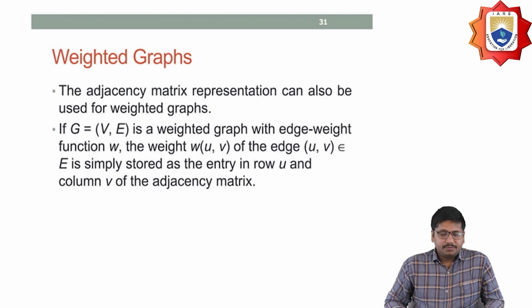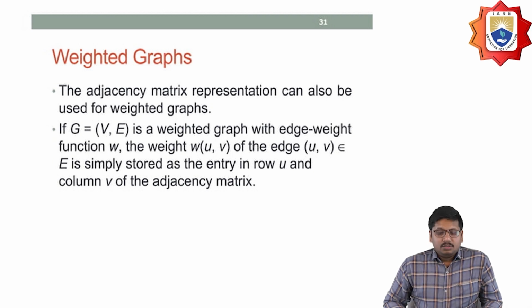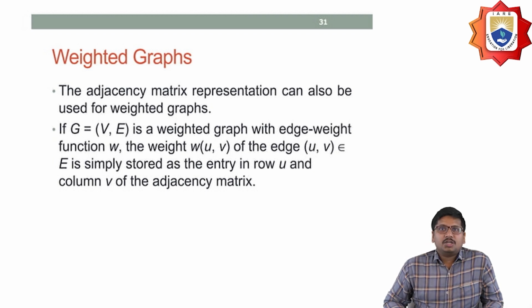Next one is the weighted graph. The matrix representation can also be used for a weighted graph. G is equal to V comma E is the weighted graph with edge weight for the edge UV, which is going to be stored in the form of rows. So for a weighted graph, the adjacency matrix is going to represent the weights, and then if G is equal to V comma E, which is nothing but the weighted graph with weighted edges, rows, etc.